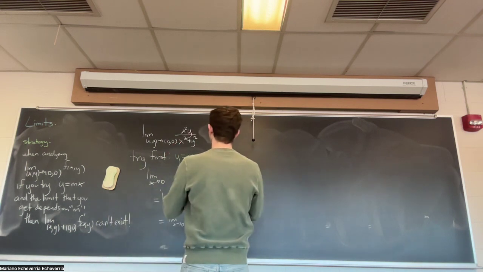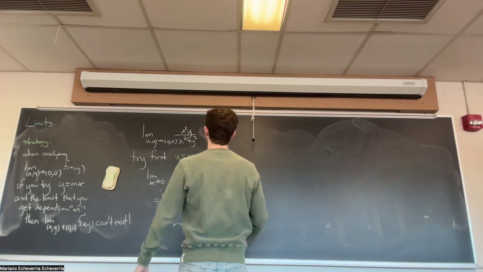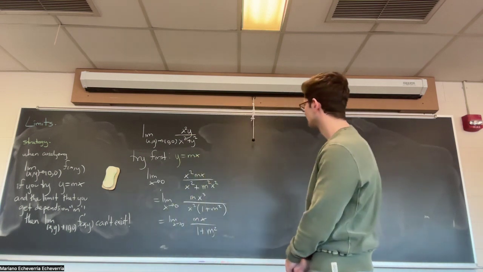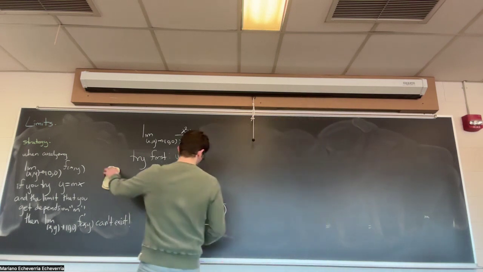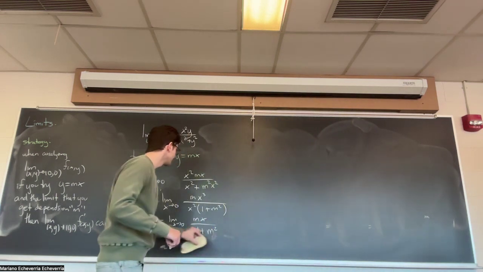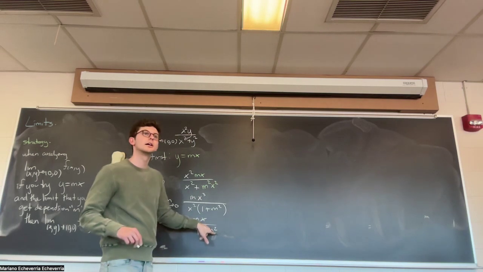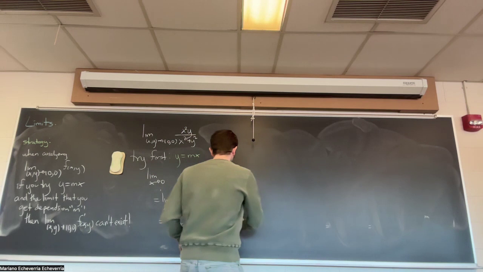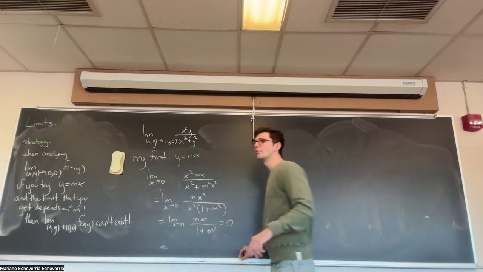Oh, so I made a, no, this is fine, because this is quadratic. And what is its limit? It's just 0, because the x in the numerator makes it go to 0.